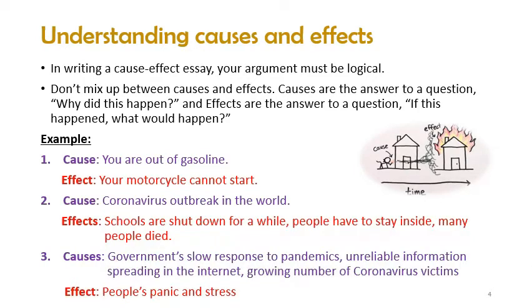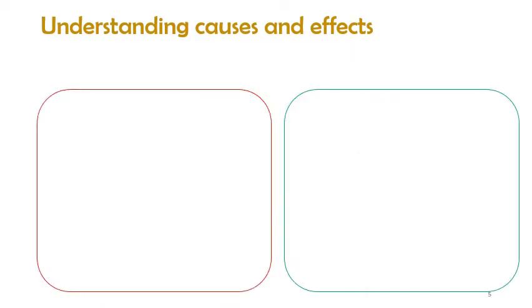So example number two and number three are the approaches that I would suggest you take when you write your essay, because remember, when you write your essay, the rule is the same: you have at least two body paragraphs. That means you have to talk about at least two causes or two effects, depending on which one you choose. You want to talk about effects or you want to talk about causes.